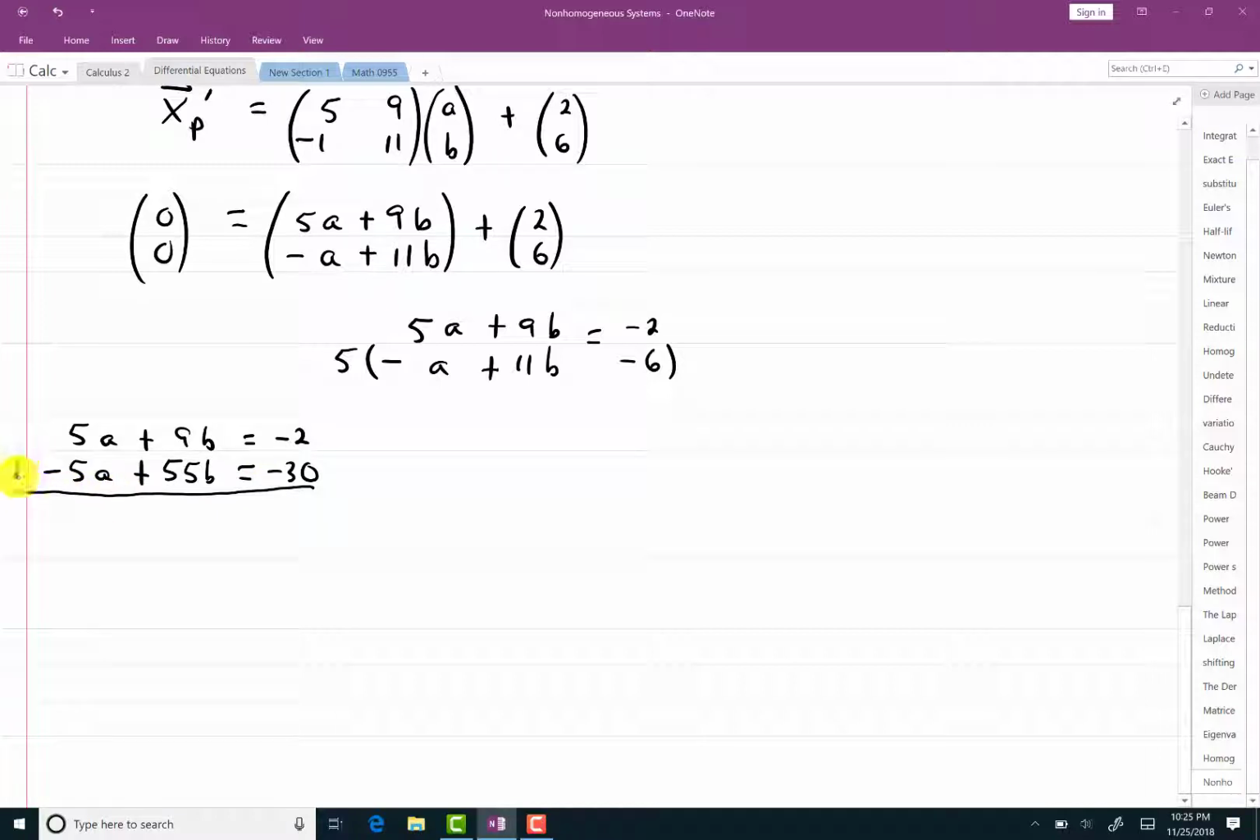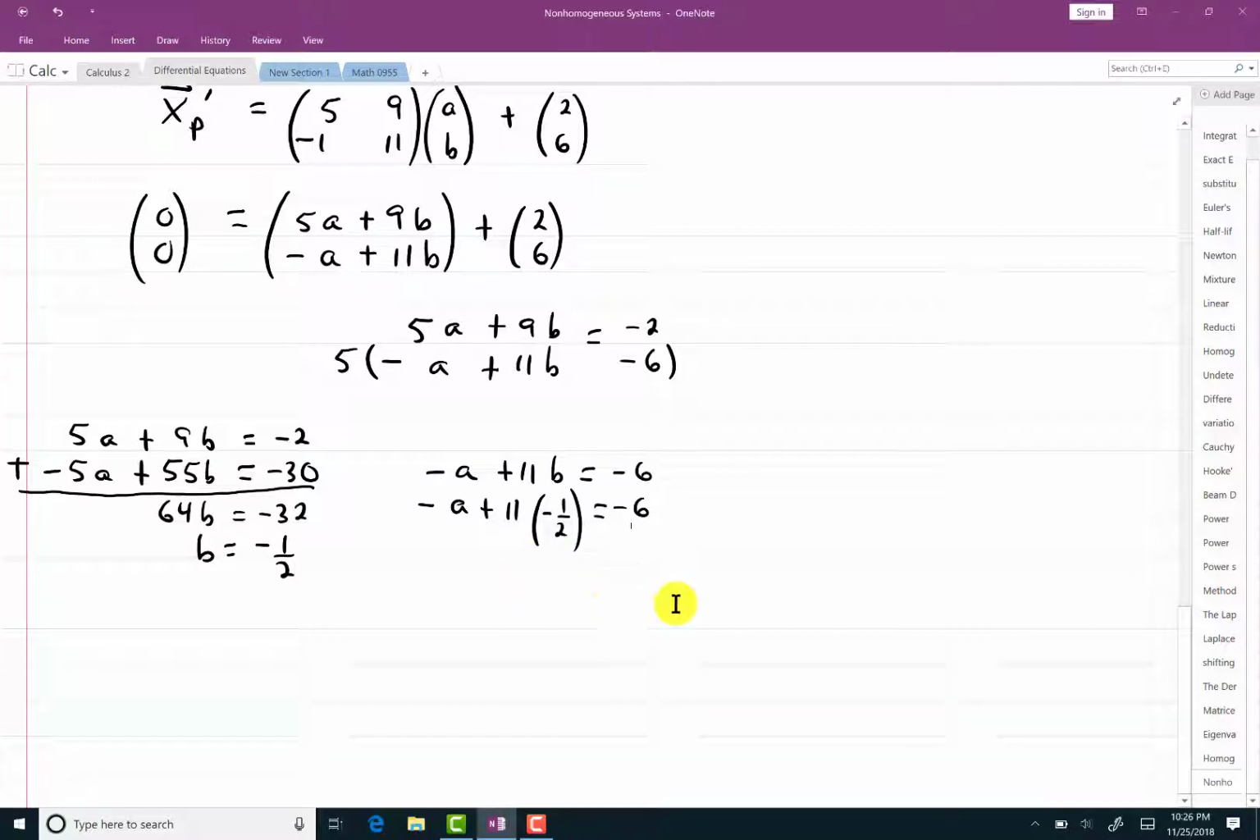Let me add these together. When I do that, I get 64b equals negative 32, or b equals negative 1/2. Then I can do the same process again, or I find it actually easier to plug this in and see what we get. So I'm going to take that and plug it into the second equation, the one that says negative a plus 11b equals negative 6. And let's see what we get then.